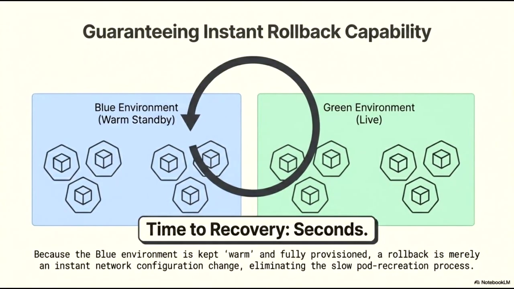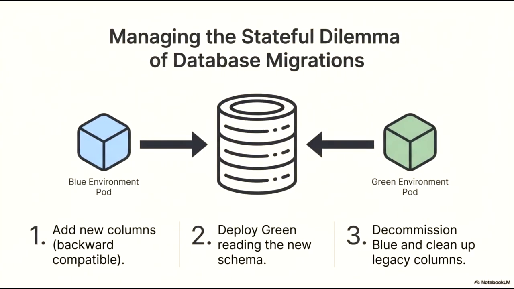To guarantee instant rollback capability, we maintain the blue environment as a warm standby, while the green environment is live. Because the blue environment remains fully provisioned and synchronized, our time to recovery is reduced to mere seconds. If an issue is detected in the live environment, a rollback is executed as a simple, instant network configuration change. This approach eliminates the slow pod recreation process, ensuring that we can revert to a stable state almost immediately without service interruption.